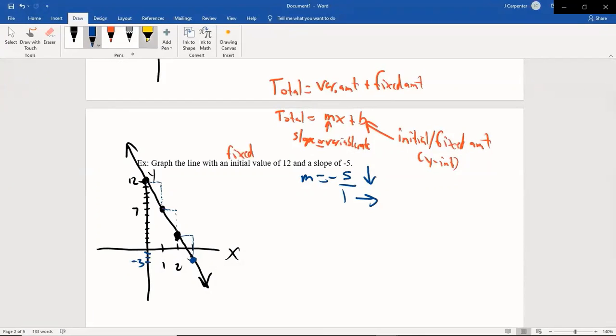All right. And then finally, I just want to say that point up here at 12, that was (0, 12), if you didn't pick that up. And y-intercepts always have an x value of 0, because this line right here always represents x being 0, because you're not moving left or right on it.